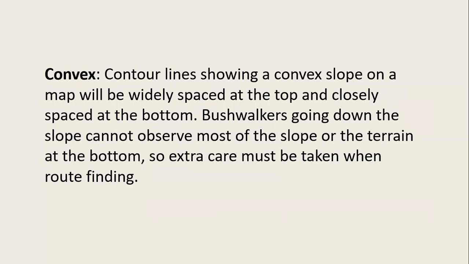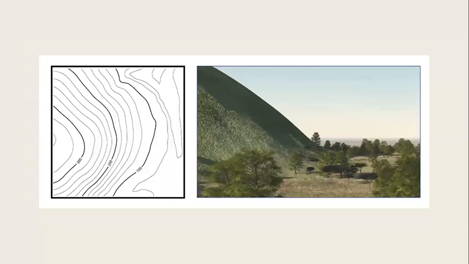And next one is convex. Contour lines showing a convex slope on a map will be widely spaced at the top and closely spaced at the bottom. Bushwalkers going down the slope cannot observe most of the terrain at the bottom, so extra care must be taken when route finding. See, it is a convex. It's a bit bulgy. It's a convex slope. Fine.